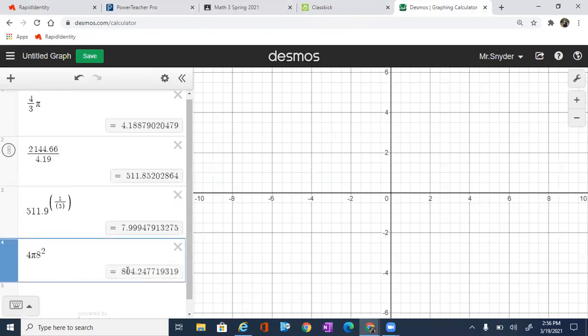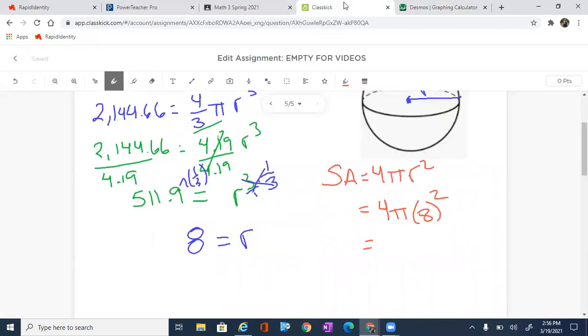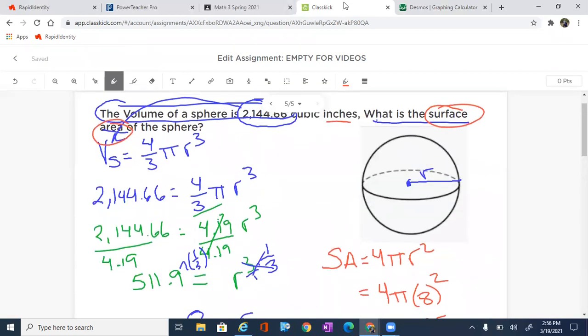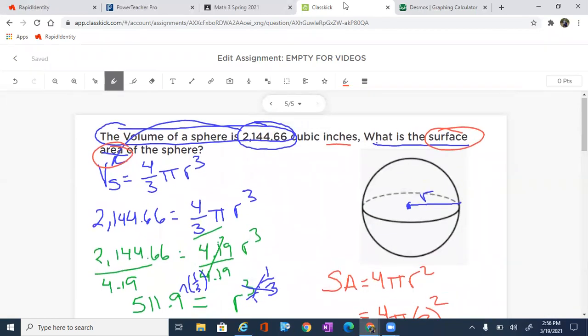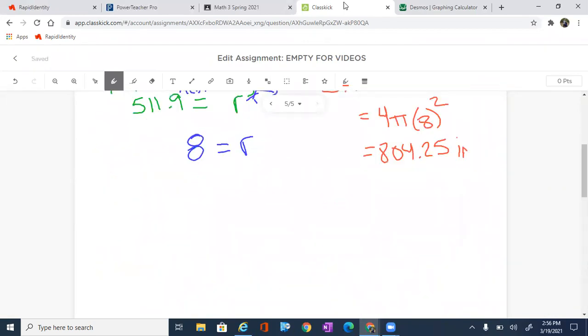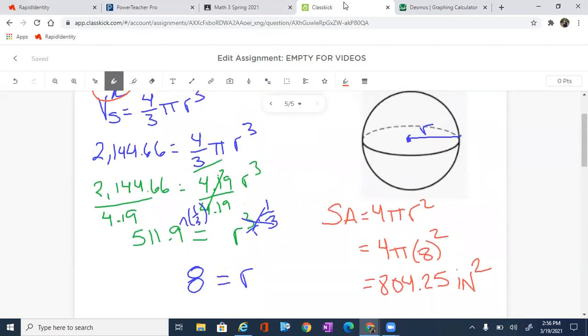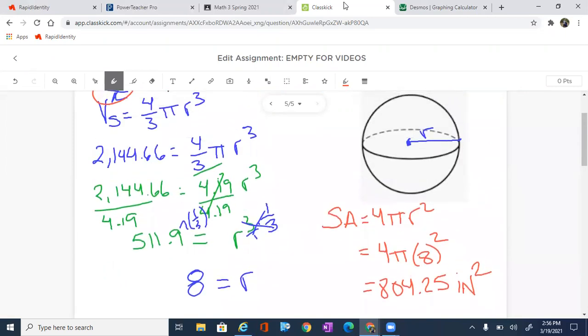When I get that, that's going to give me 804.247, maybe 804.25. So let's write that down, 804.25. We were talking about cubic inches. So once we're in surface area, we have to remember that this is now inches squared. All right, that is taking volume and converting it over to surface area by solving for the radius.